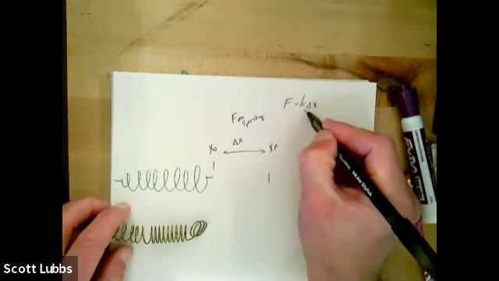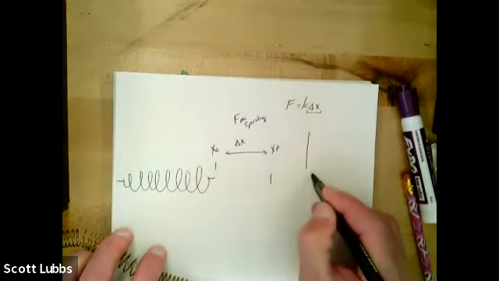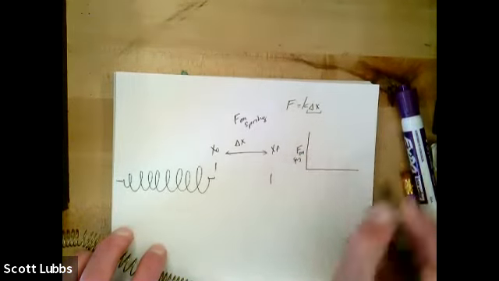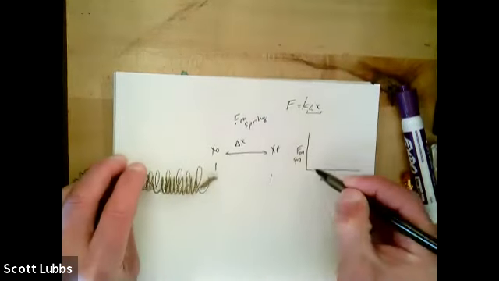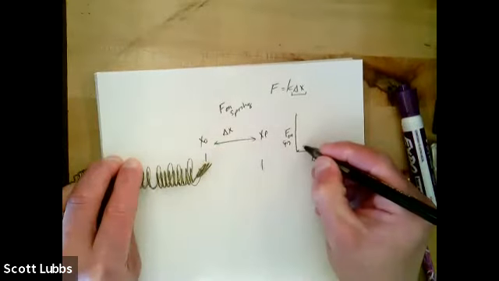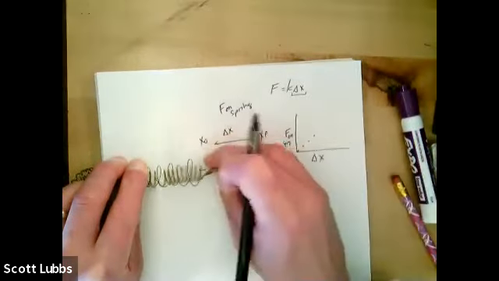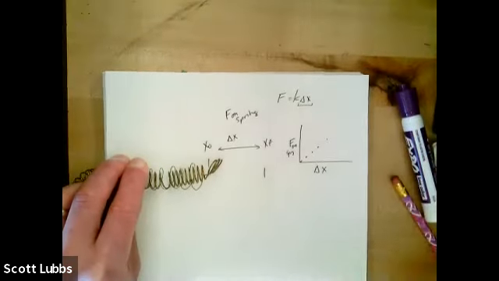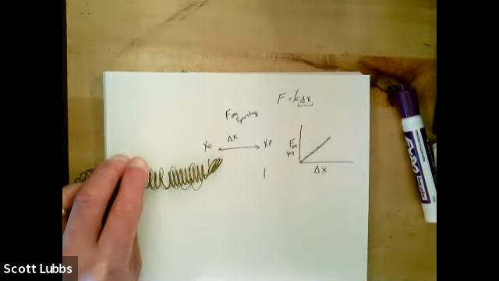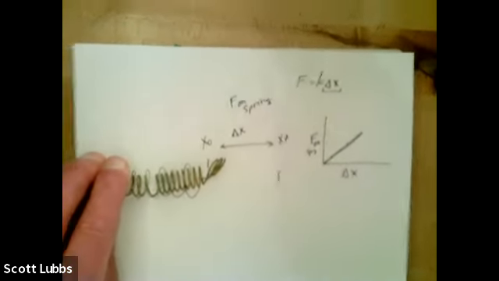But that force is changing, it is position dependent. So if I were to look at force on the spring versus delta X, at 0 there's no force on the spring. When I pull a little bit, it's a little bit harder. Pull a little bit more, it's a little bit harder. Now I pull it all the way out there, and you'll see that I have a nice line. Nothing terribly exciting. You already know most of this.